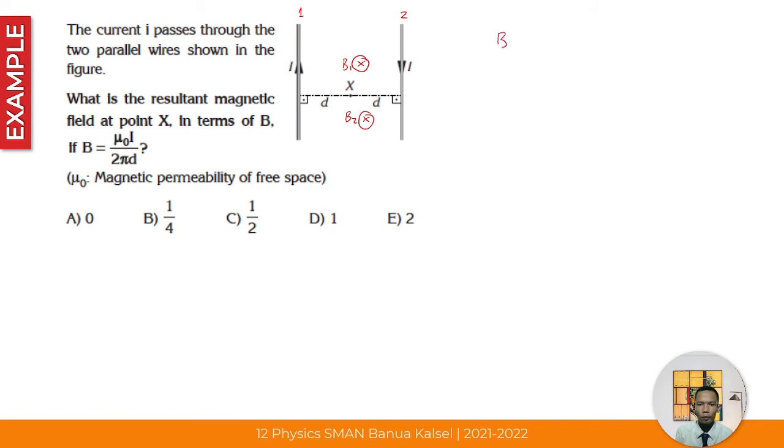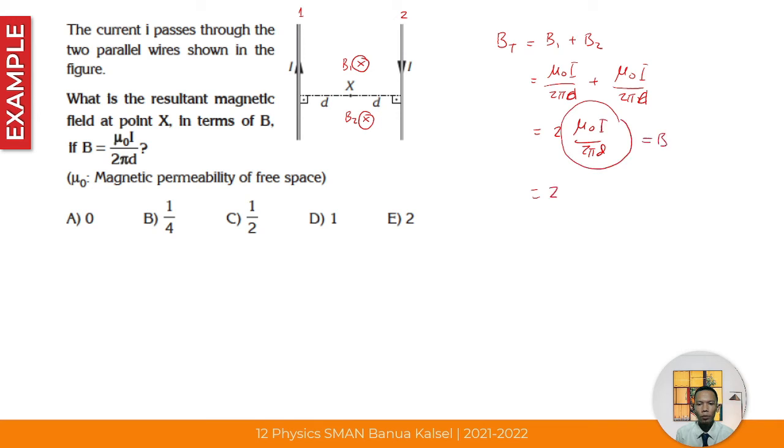So B total will be B1 plus B2, and because it is the same, you can put mu 0 I per 2 pi R plus mu 0 I per 2 pi R. R here, let's change to D because the distance is D. So we will get 2 mu 0 I per 2 pi D, or we can get mu 0 I per pi D. Something like that.